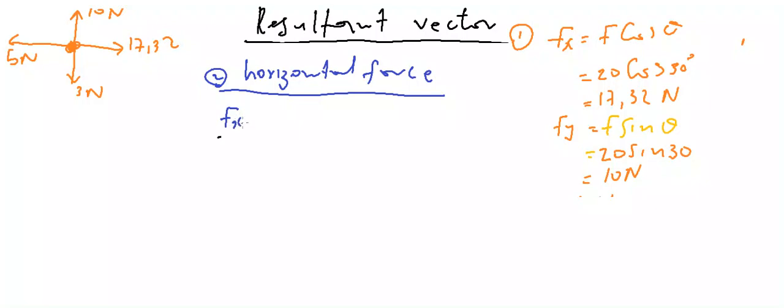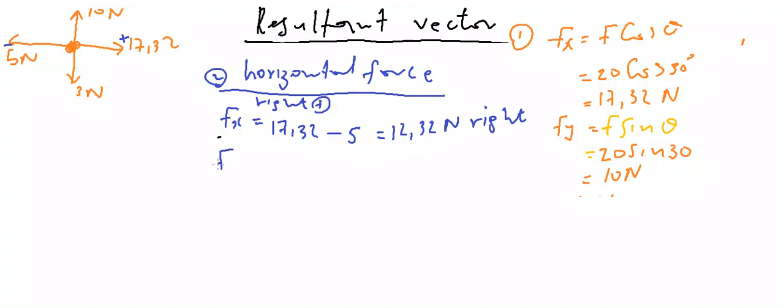Horizontal forces is a total force for x, or you can just say FH. Take right as positive. Right must be positive in this case, which means this one will be positive and 5 will be negative. Therefore, we have 17,32 which is positive, minus 5. The answer for x is 12,32 newtons. The answer is positive, therefore it is to the right.